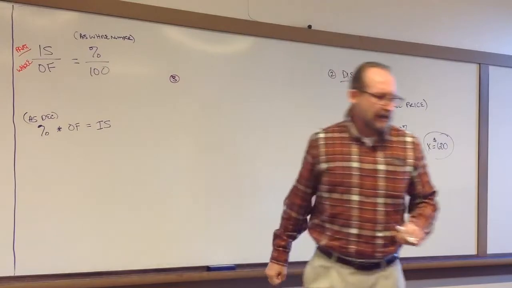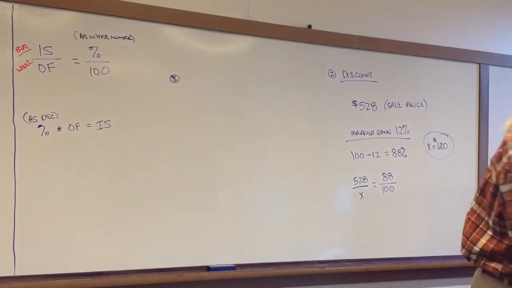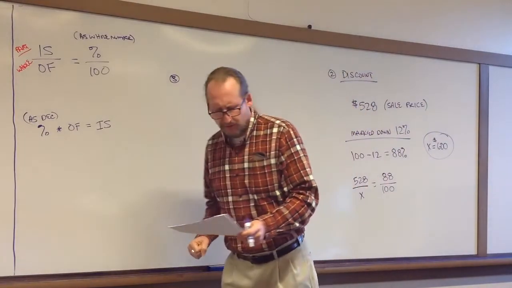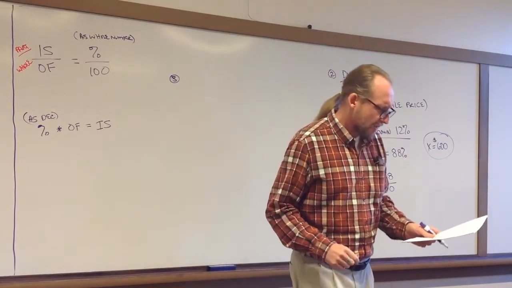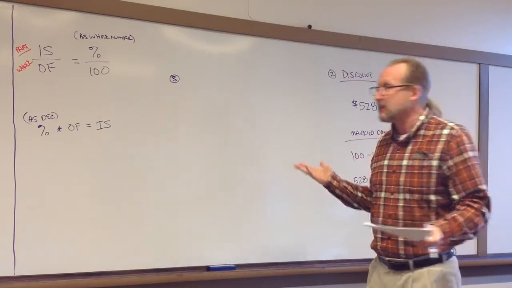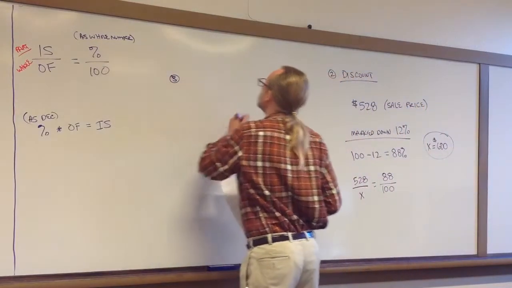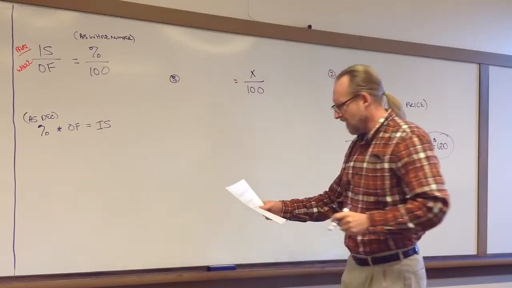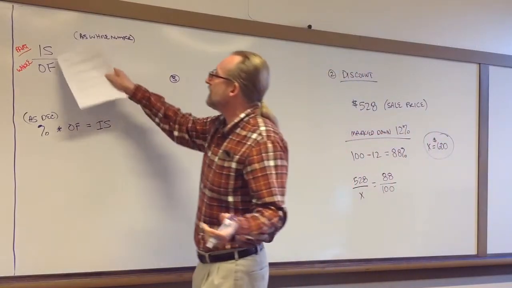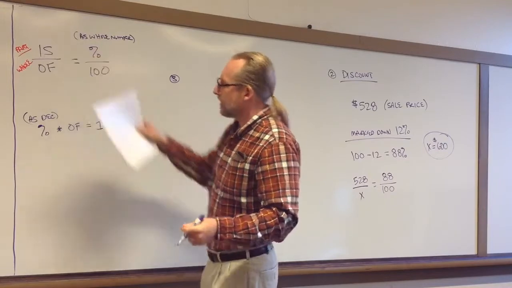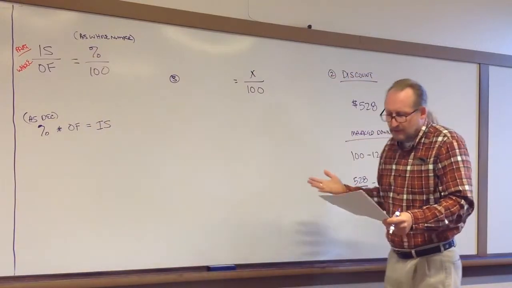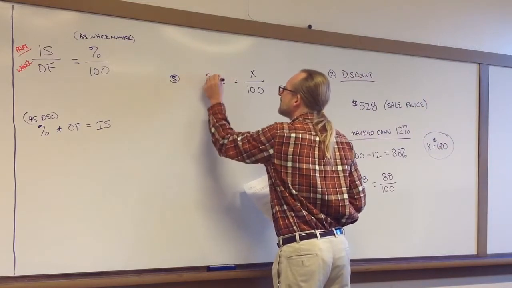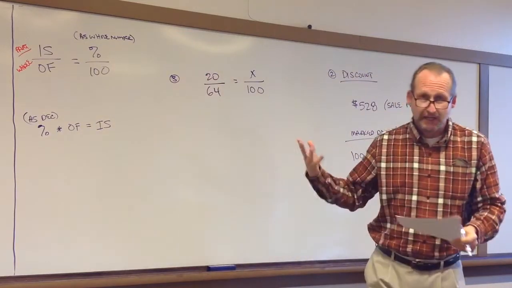Problem 3. A student has an assignment to read 64 pages in a textbook. If the student has read 20 pages, what percent of the assignment has been completed? Well, we're looking for the percentage. Okay? That's what we're looking to find. Now the question is, what's is and what's of? What's the part? What's the whole? Well, the whole assignment is 64 pages, and the part of it that's been completed is 20 pages.